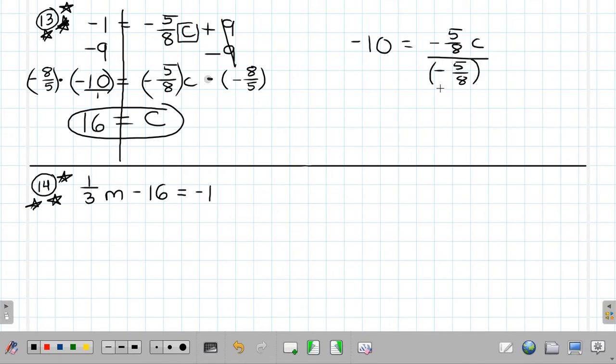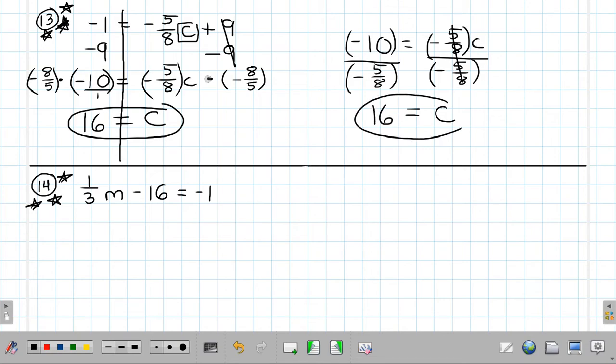But like I said, I do strongly suggest, especially in the calculator, put parentheses around everything so that way you know what your numerator is, what your denominator is. So now when it goes through, those will go away. C, if you do in the calculator, negative 10 divided by negative 5/8, negative over negative is a positive. 10 divided by 5/8 is going to give you still 16.